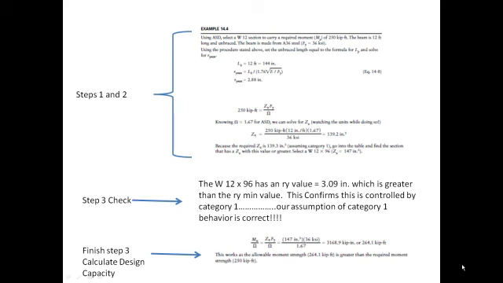Since we've confirmed that we are in category 1, we just finish the problem off. We calculate the design capacity for this 12 by 96. The design capacity comes up to be 264.1 foot-kips. We compare that to 250 foot-kips, what we had to hold, and of course, since we're greater, this W12 by 96 works.